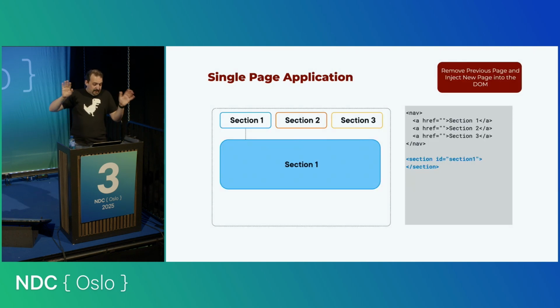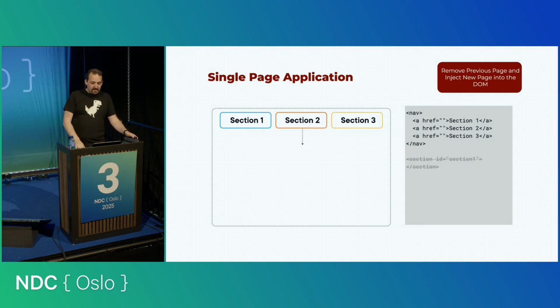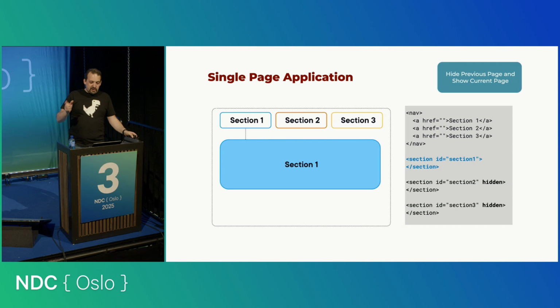So for example, really simple. So 3 sections. You have section 1, you click on section 2, so you remove section 1 from the DOM, and you put section 2. That's all, pretty simple, 3 lines of JavaScript. And if you want to show and hide, for example, you just change the hidden property.